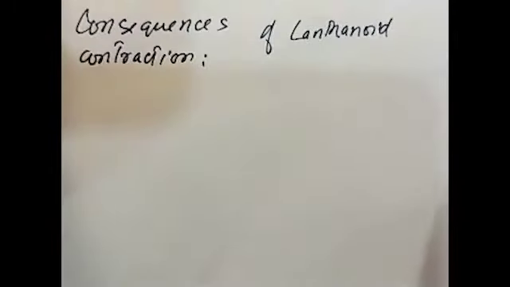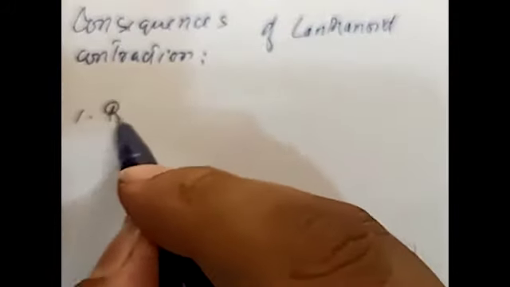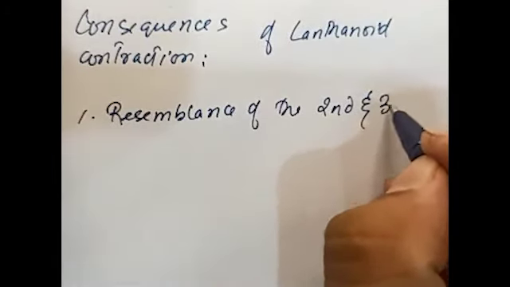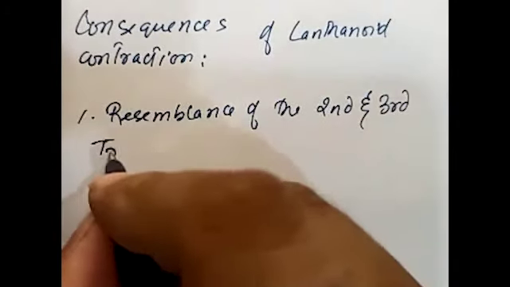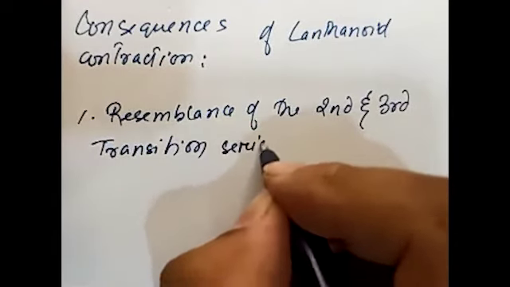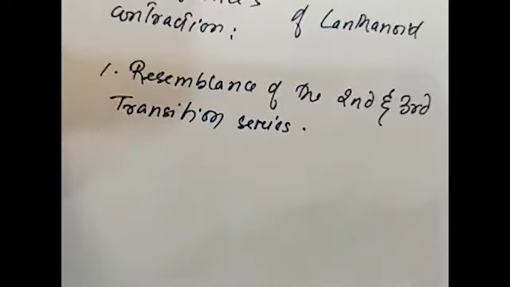Okay. So what are the consequences? Number one, resemblance of the second and third transition series. Do you understand? Second and third transition series. How come?